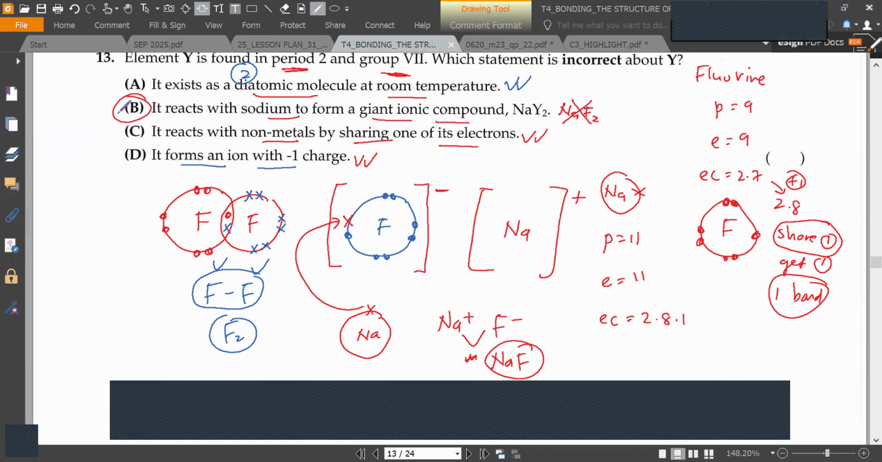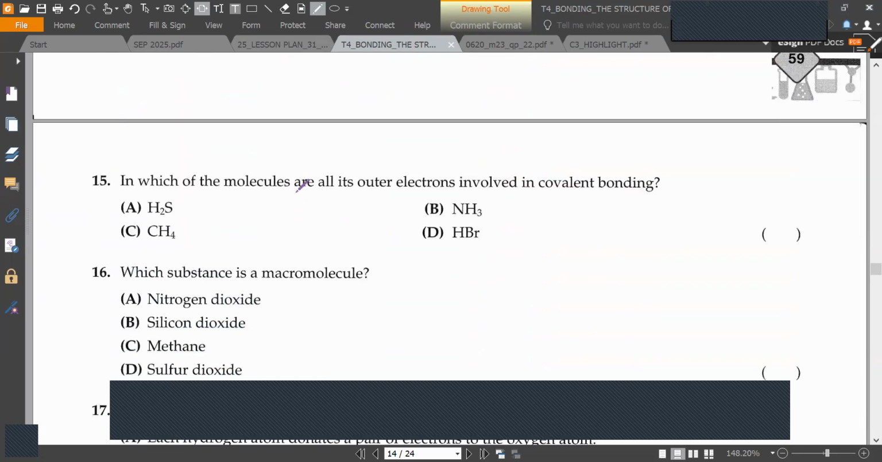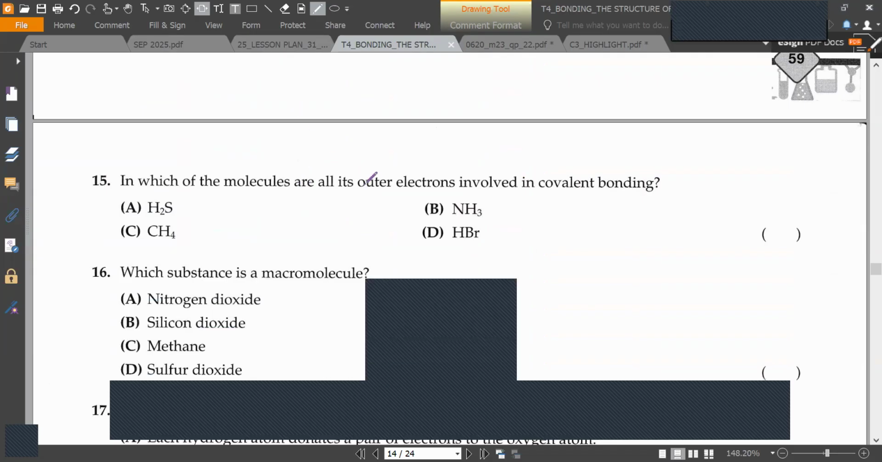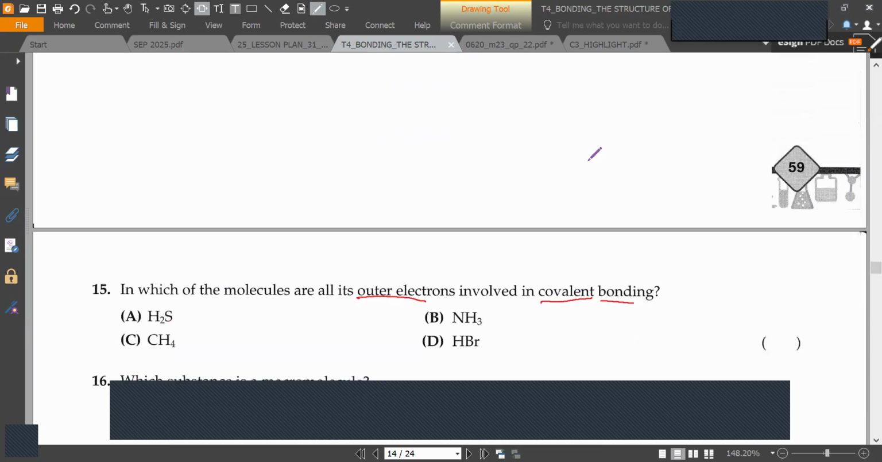Okay, next. Which molecule has all the outer electrons involved in covalent bonding? So we can check one by one. Hydrogen sulfide.